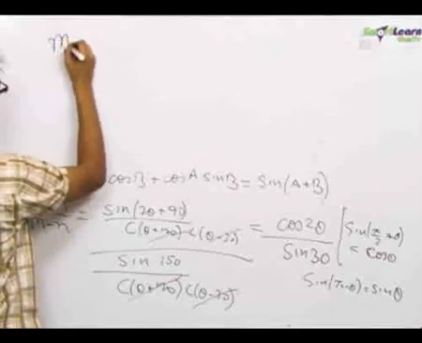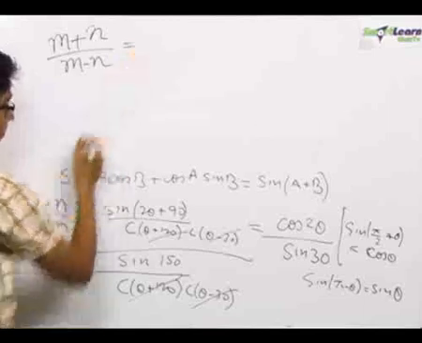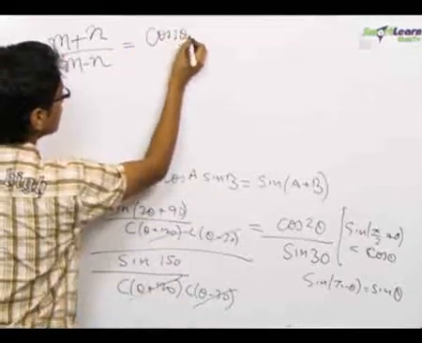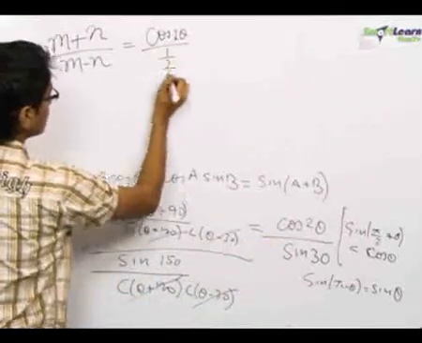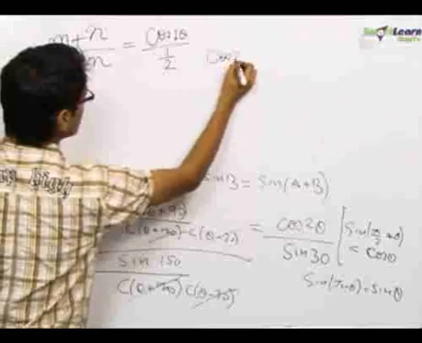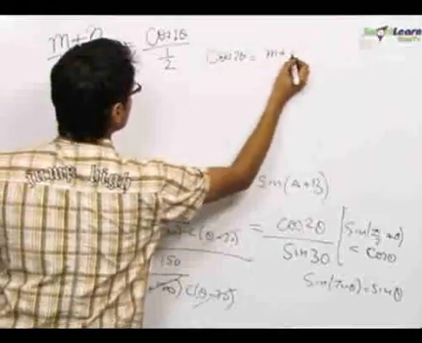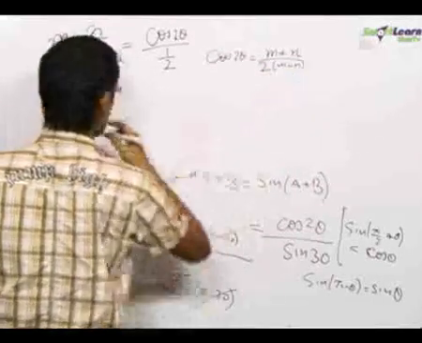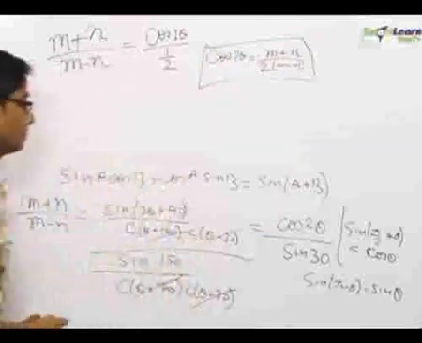So m plus n upon m minus n becomes equal to cos 2 theta upon sin 30, which is equal to half. So the value of cos 2 theta becomes m plus n upon 2 times m minus n, and this was the value which we wanted to find out.